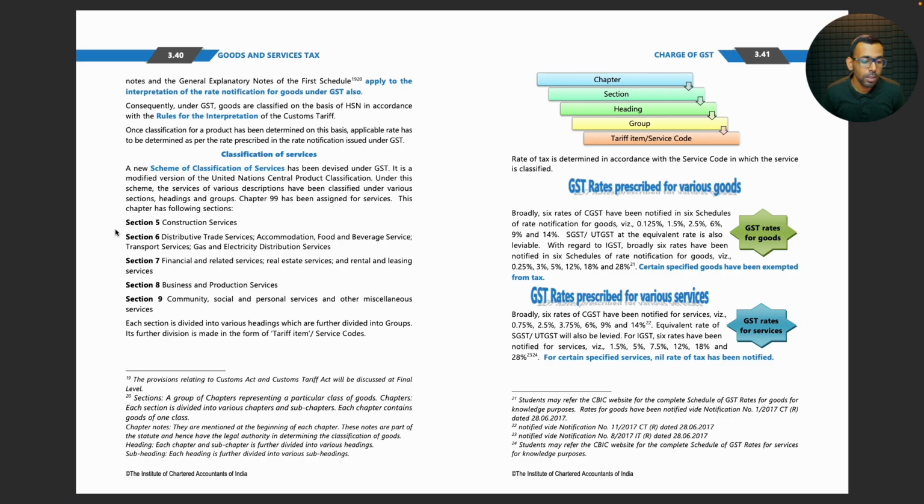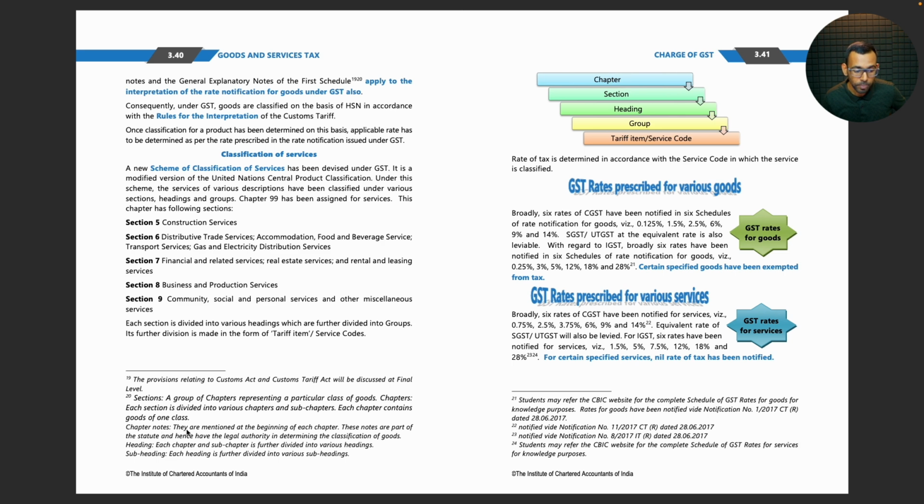Its further division is made in the form of tariff item or service code. The provisions relating to Customs Act and Customs Tariff Act will be discussed at final level. Sections: a group of chapters representing a particular class of goods. Chapters: each section is divided into various chapters and subchapters. Each chapter contains goods of one class.